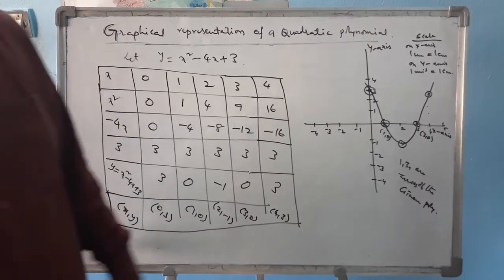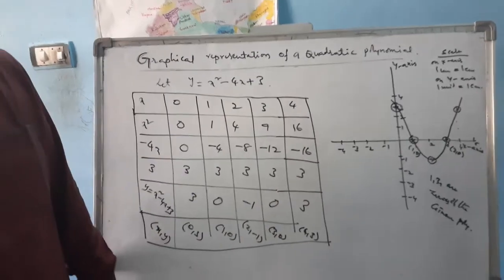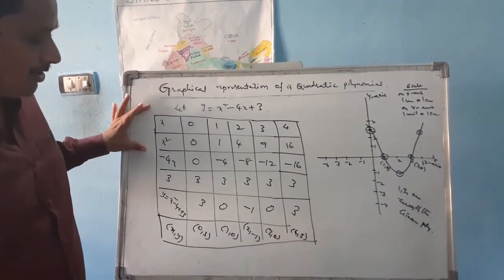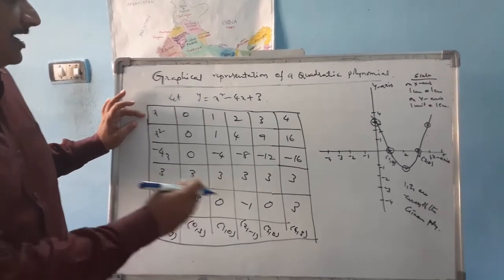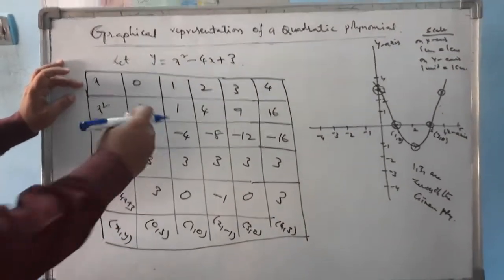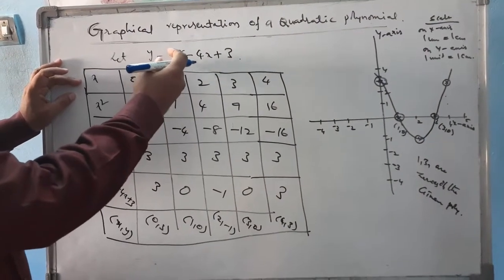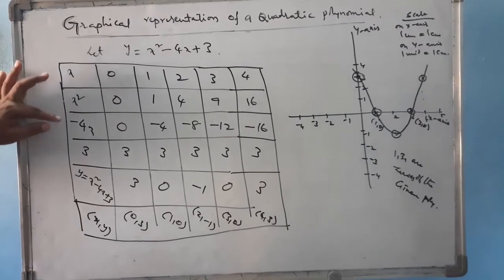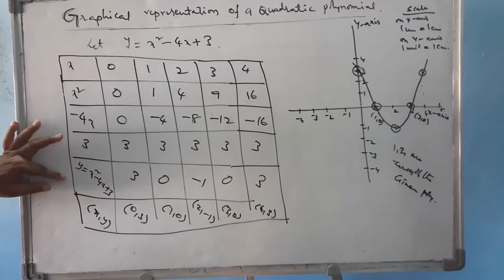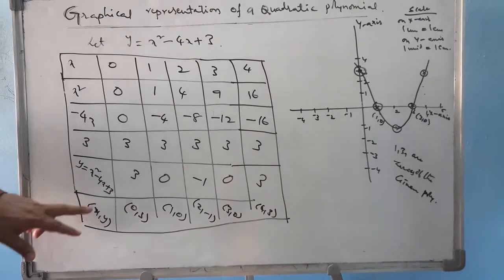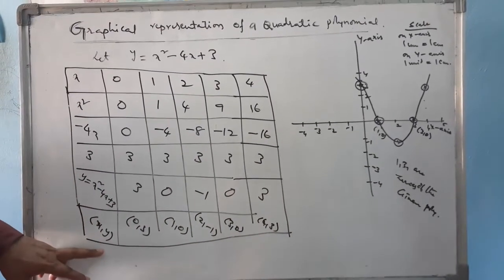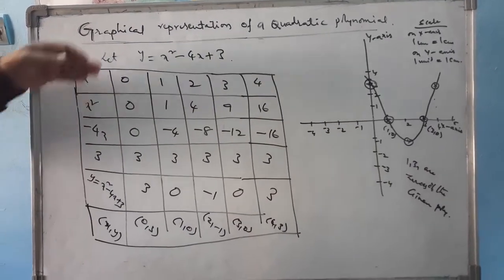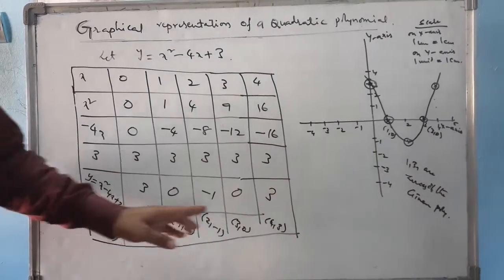So how to find the graph of the quadratic polynomial? First of all, we have to take the box, and we have to take some values of x. Here we have to find the y value: y is equal to x square minus 4x plus 3. Here we have to take x comma y. We have to substitute the values in x square minus 4x plus 3, then add them, and we will get the y values.